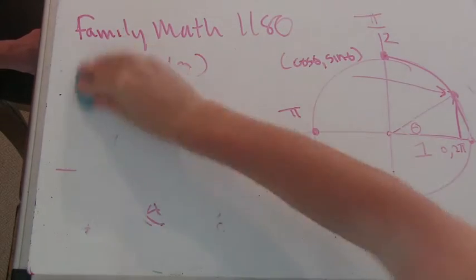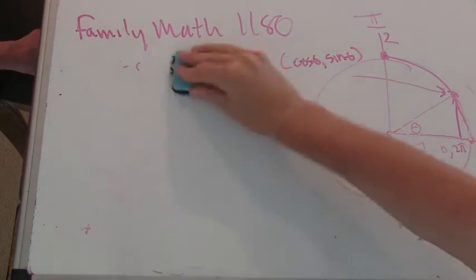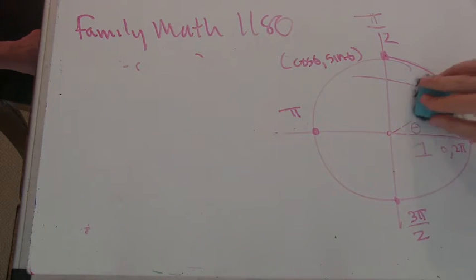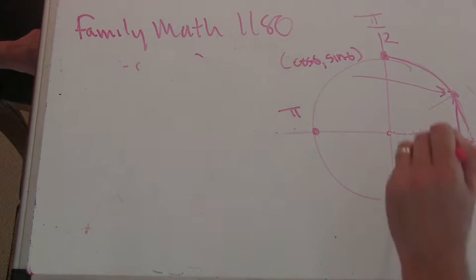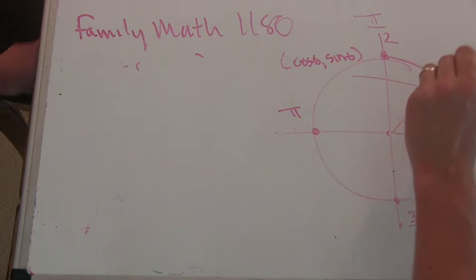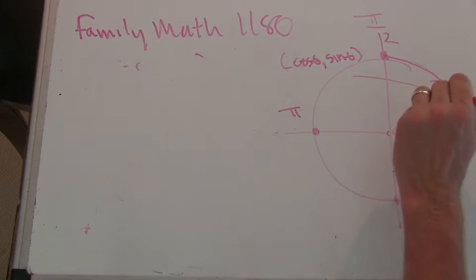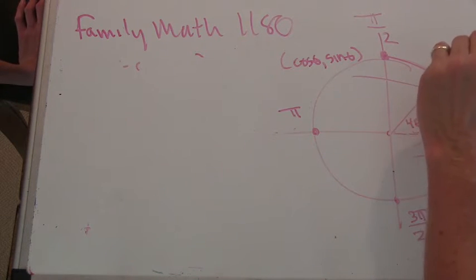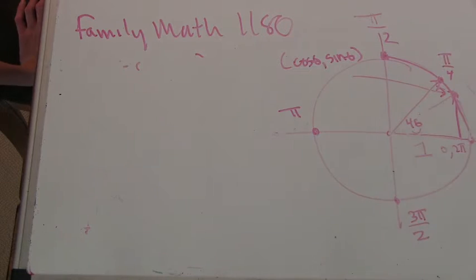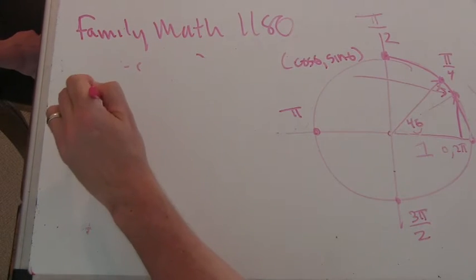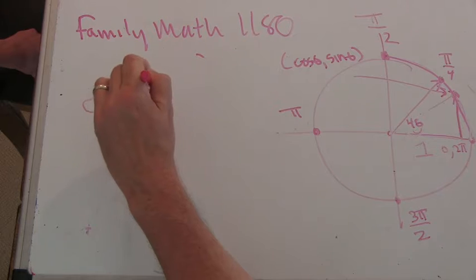All right, so you probably know about some specific angles here. So, for example, 45 degrees. Yep, that would be pi over 4. This would be pi over 4. And so, what's cosine of 45 degrees? Root 2 over 2.